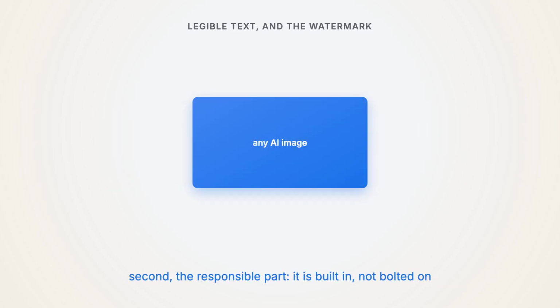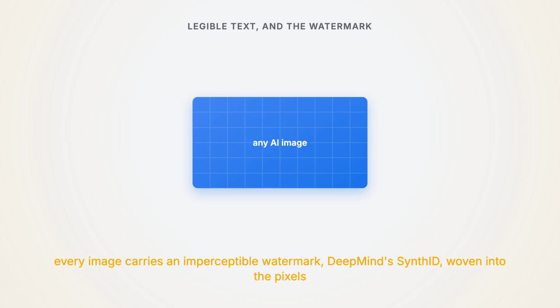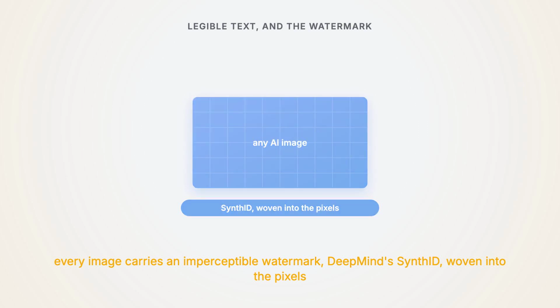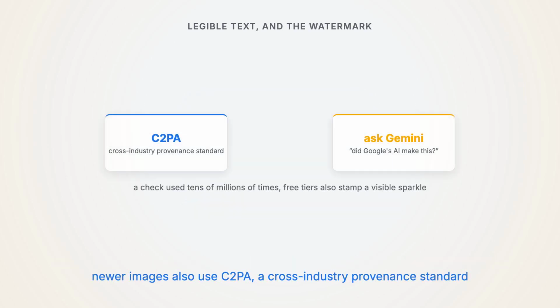Second, the responsible part, and it is built in, not bolted on. Every image these models make carries an imperceptible watermark, a DeepMind technology called SynthID, woven into the pixels themselves, detectable by machine, and designed to survive edits and screenshots. The newer images also work with a cross-industry provenance standard called C2PA, backed by a coalition of major technology and media companies. You can even upload an image to Gemini and ask whether Google's AI made it, a check used tens of millions of times.